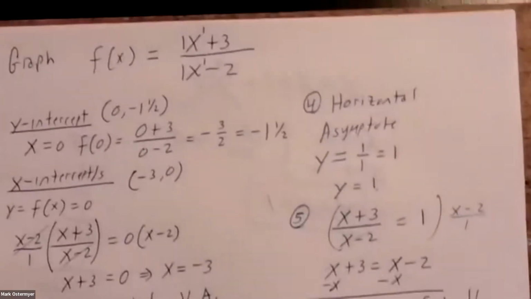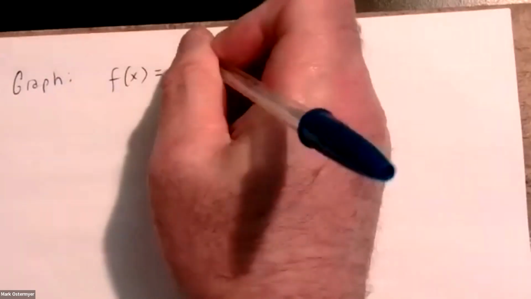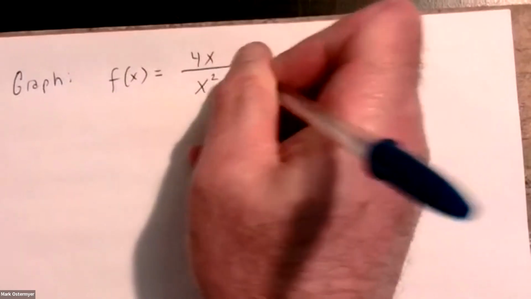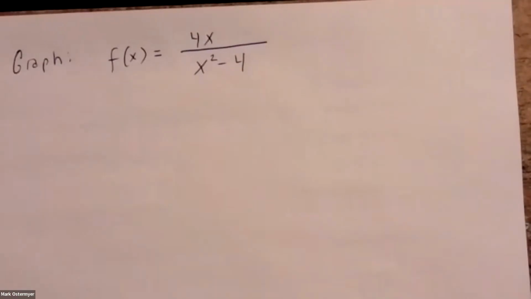All right, maybe we should try another one. Suppose you want to sketch the graph of this one. This rational function, f of x is equal to 4x over x squared minus 4. So I want to try to sketch the graph of this rational function.